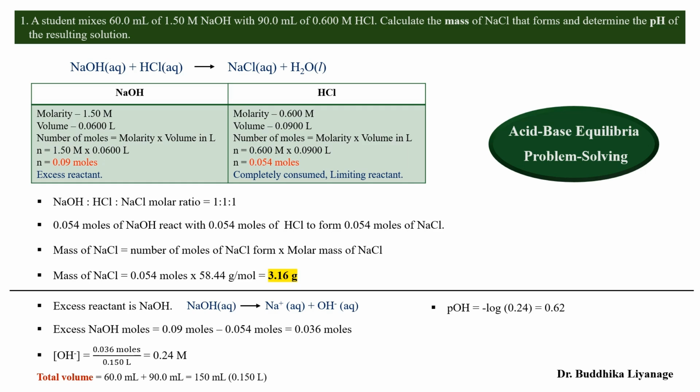That is 0.62. At 25 degrees Celsius, pH plus pOH is equal to 14. Then the pH value is 14 minus 0.62. That is 13.38.